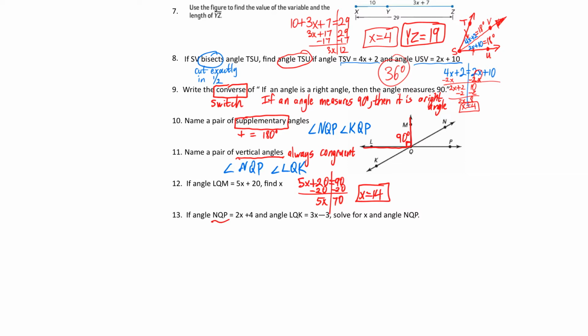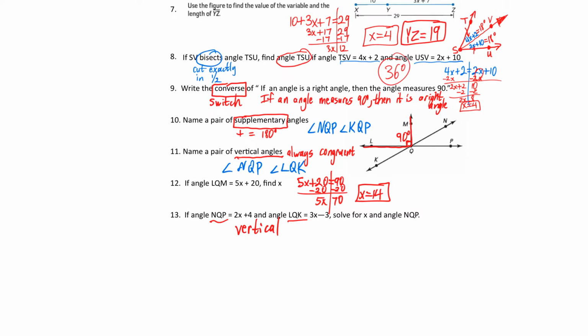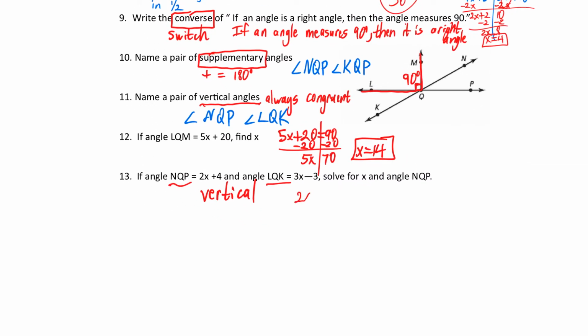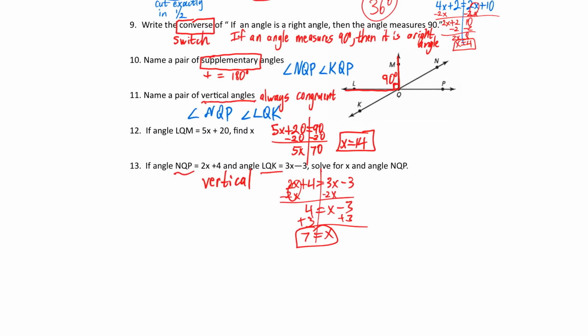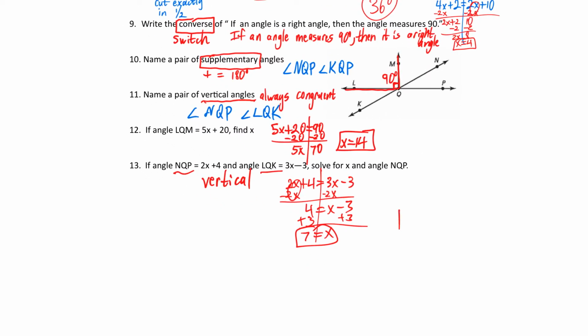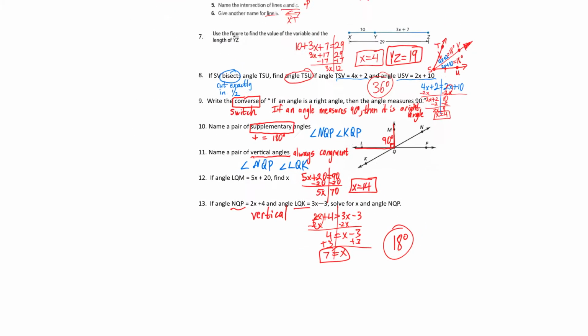Okay, on this one, NQP and LQK, those are vertical angles. So what do we know about vertical angles? They're the same. They're always congruent. So 2x plus 4 equals 3x minus 3. We solve for that, subtract 2x. 4 equals x minus 3, add 3, so x equals 7. And then if x equals 7, 2 times 7 is 14 plus 4 should be 18 degrees.